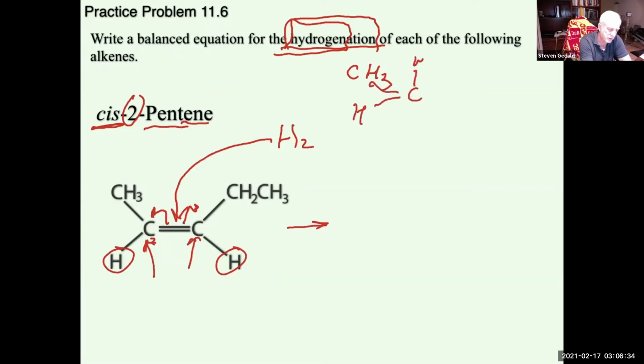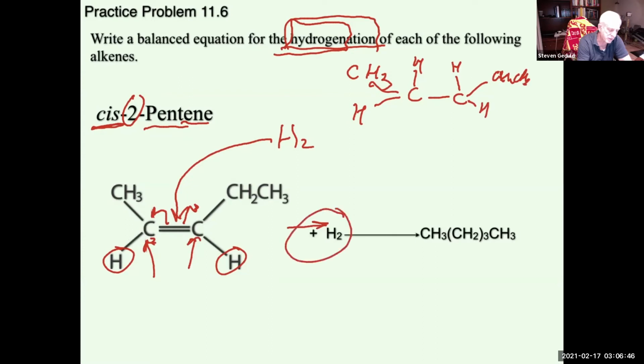Then we add a hydrogen, hydrogen, CH2, CH3, and hydrogen. We'll write it better when we do this part here. So we're adding hydrogen, and then we come out with our product, which is CH3 bonded to CH2, bonded to CH2, bonded to CH2, bonded to CH3.